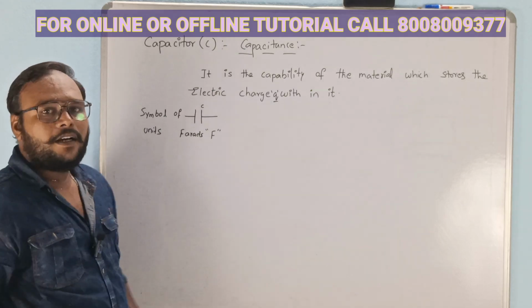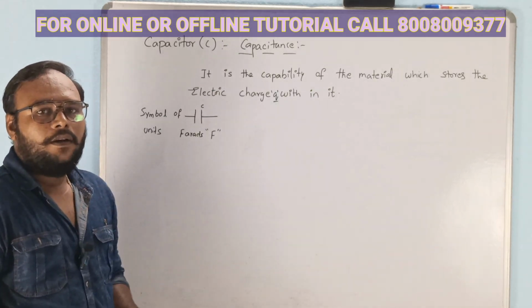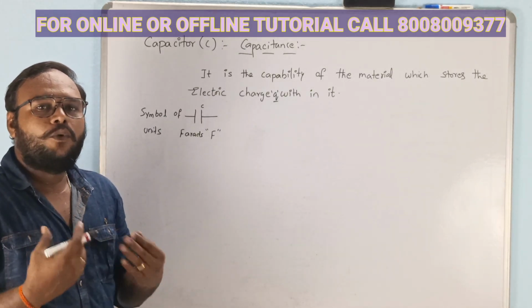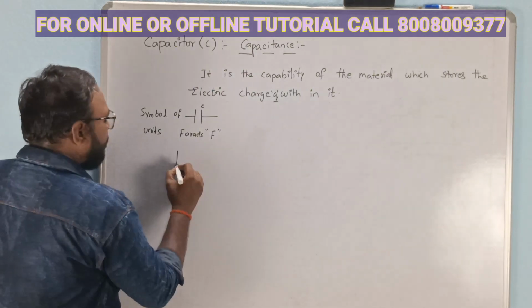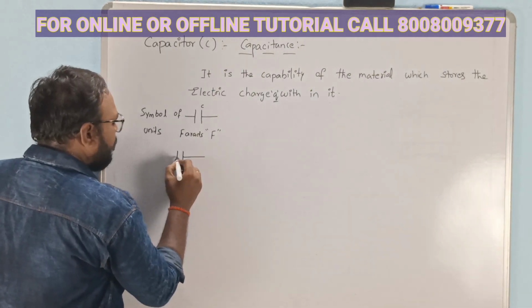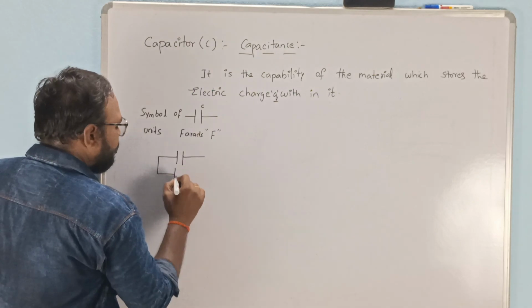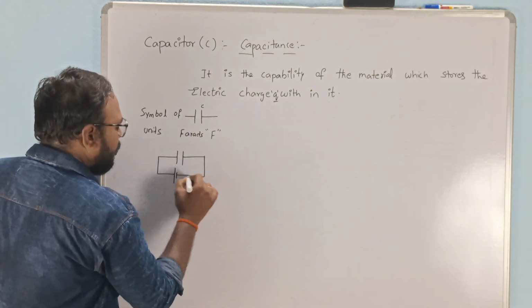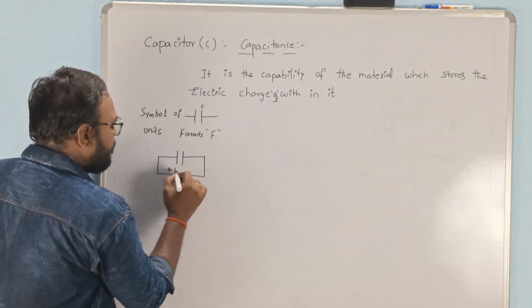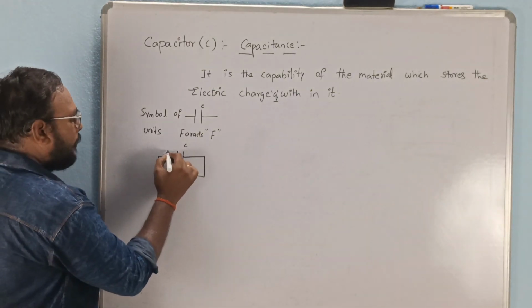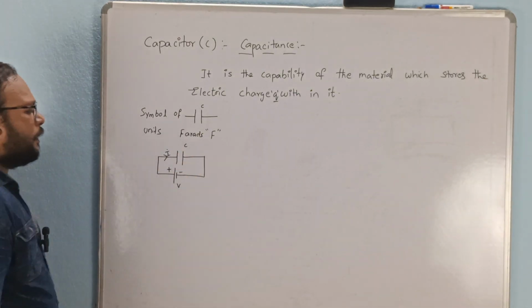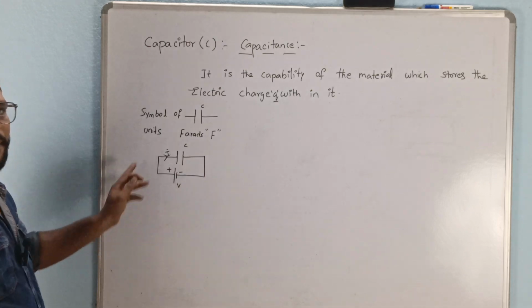This capacitor is connected to a circuit, and a voltage is connected to the capacitor. It should be like this. See here, this is the voltage, plus terminal, minus terminal. This is the capacitor and a current I is flowing through it. So now what happens?